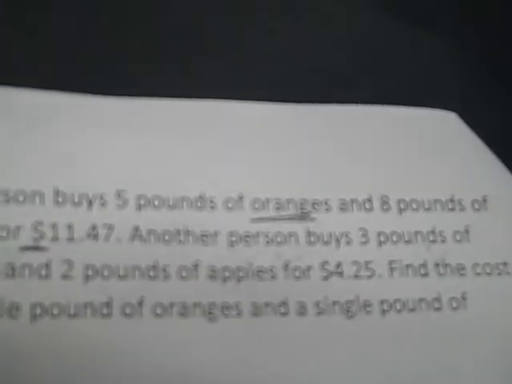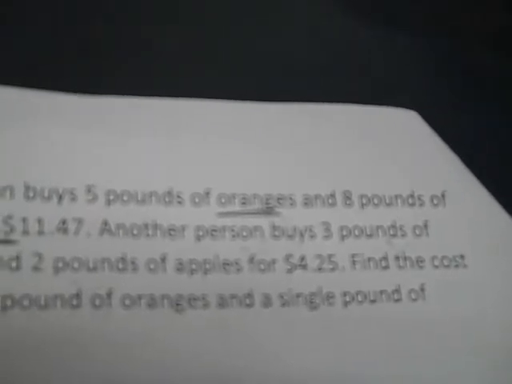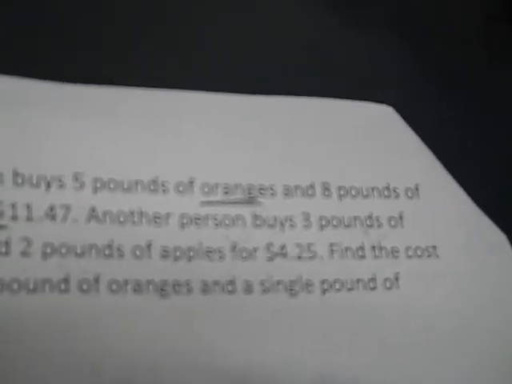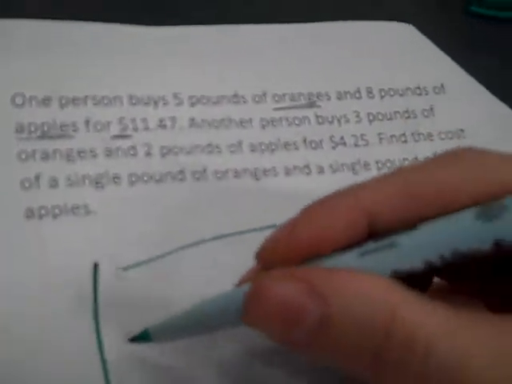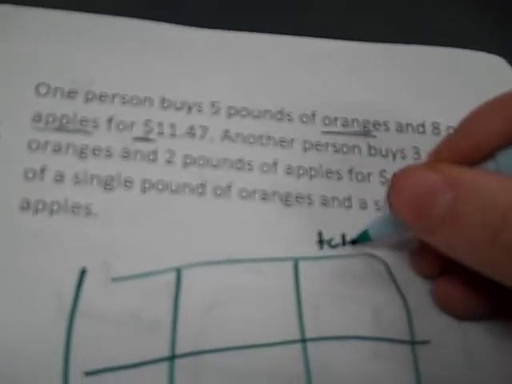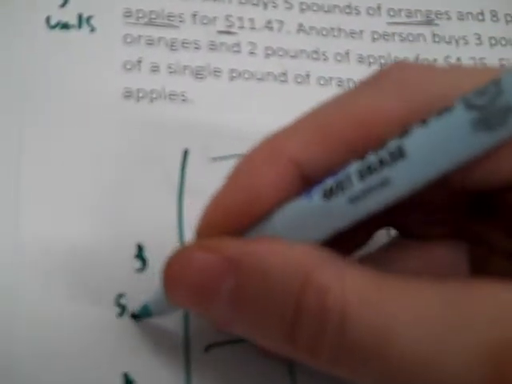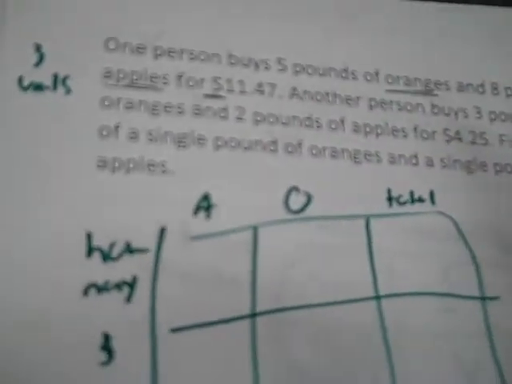Okay, one person buys 5 pounds of oranges and 8 pounds of apples for $11.47. Another person buys 3 pounds of oranges and 2 pounds of apples for $4.25. Find the cost of a single pound of oranges and a single pound of apples, but we have to know how to set up a table before we can find them. Money, single, how many, and this row's for non-money numbers, and then apples and oranges.